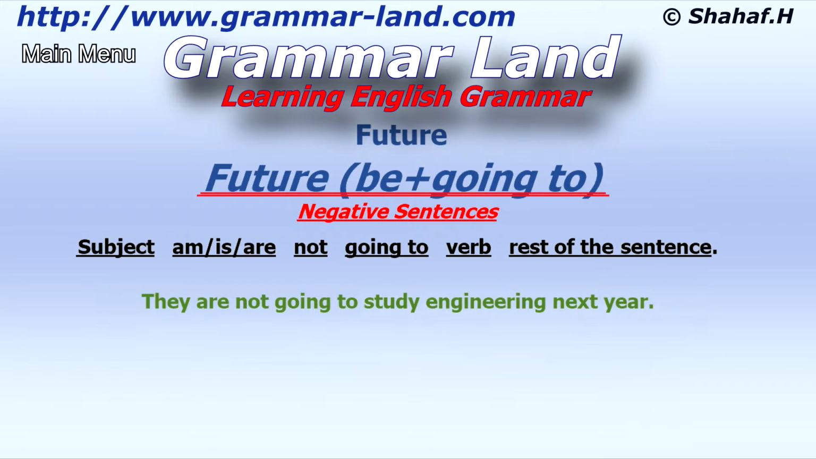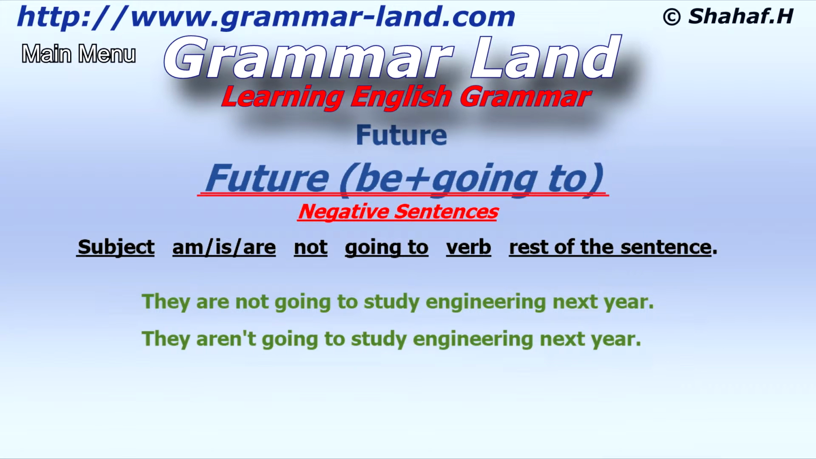They are not going to study engineering next year, or, they aren't going to study engineering next year. The subject is they, that is why we use are not, or aren't. Then comes going to. Again, the verb study, stays as it is, in its basic form.